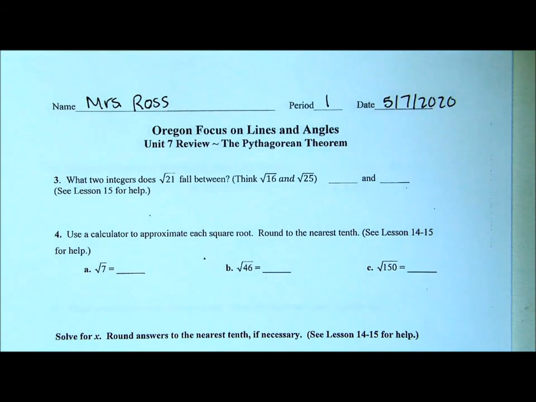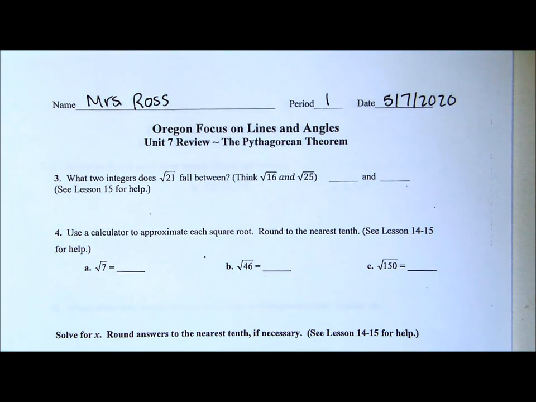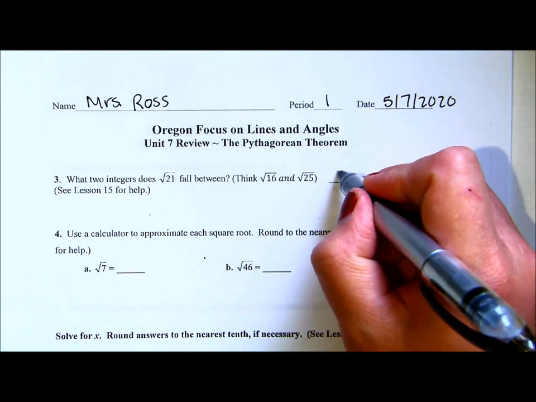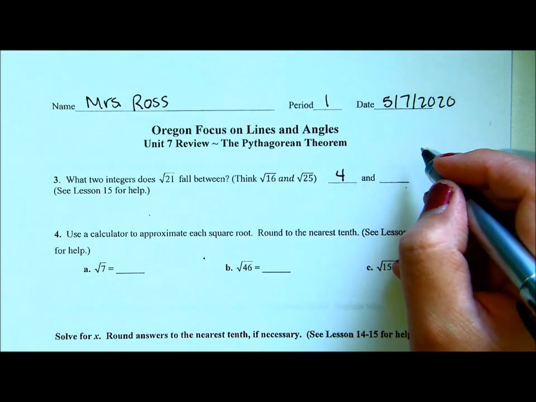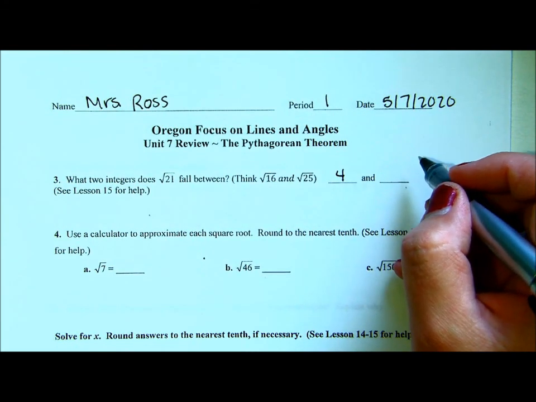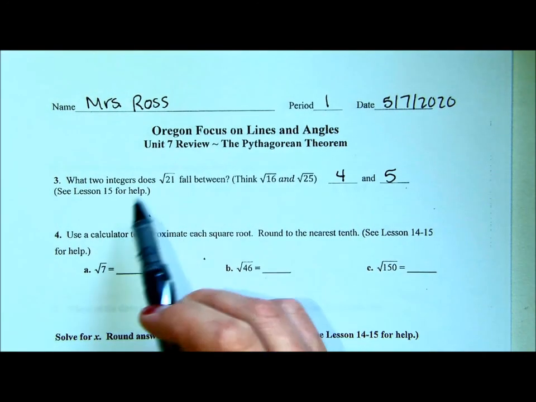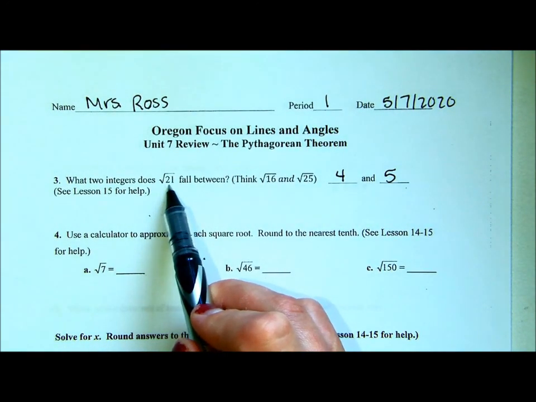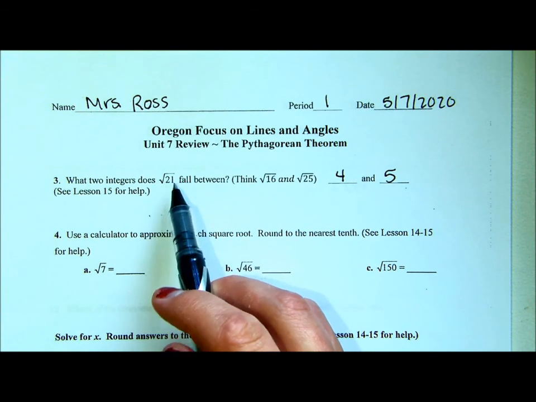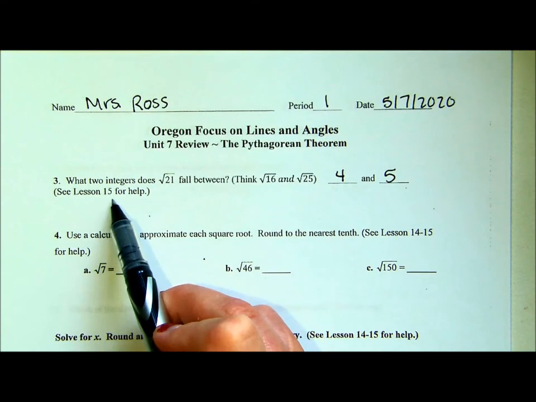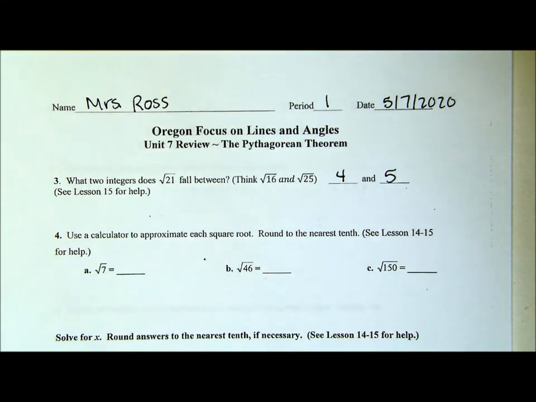All right, here we go. So, what two integers does the square root of 21 fall between? And I gave you a hint. Think square root of 16 and square root of 21. The square root of 16 is 4. The square root of 25, did I say 21 earlier? I think I meant to say 25. The square root of 25 is 5. So when we talk about what two integers the square root of 21 falls between, the square root of 21 is going to fall in between 4 and 5. And again, you can seek out lesson 15 for help.